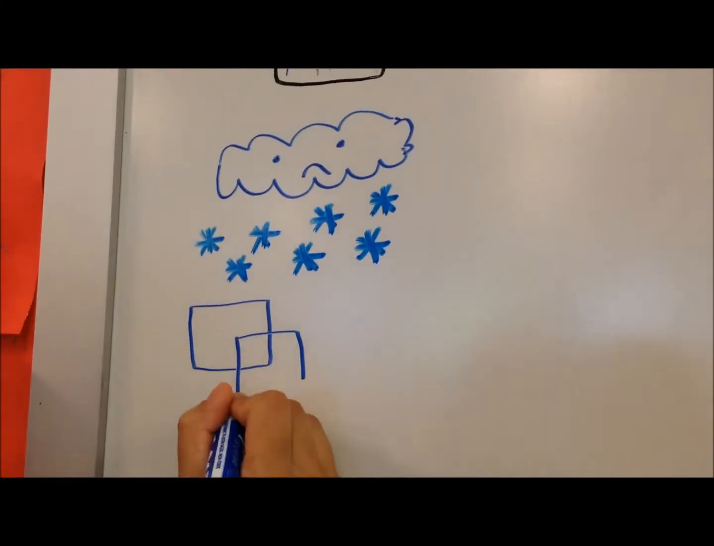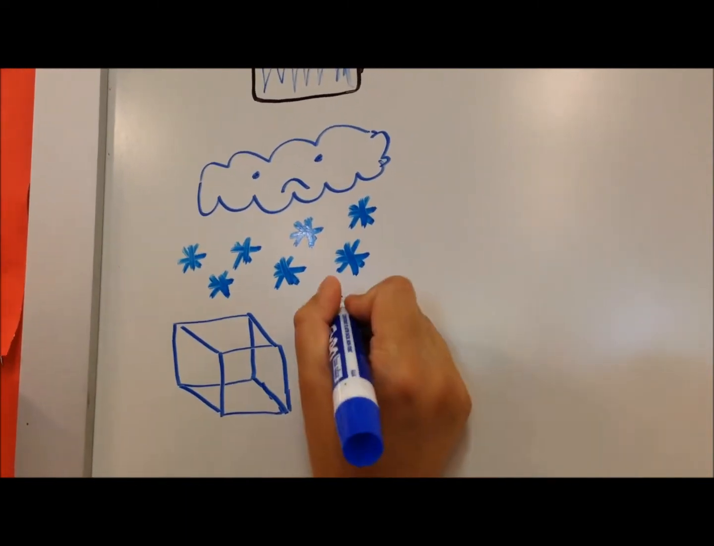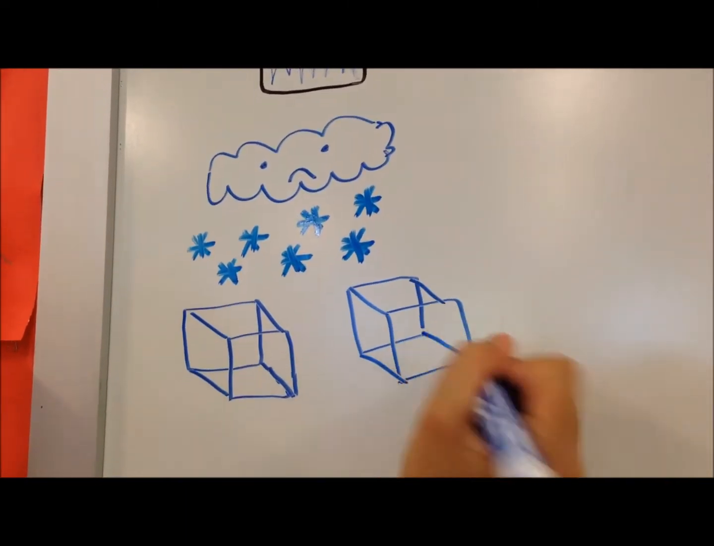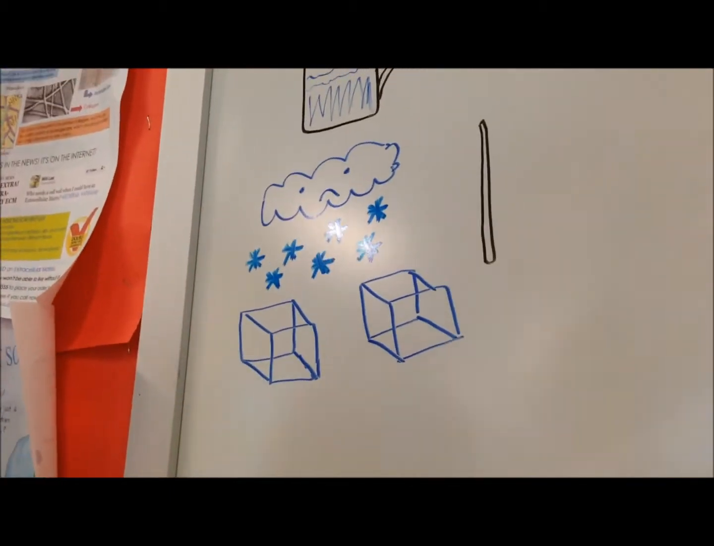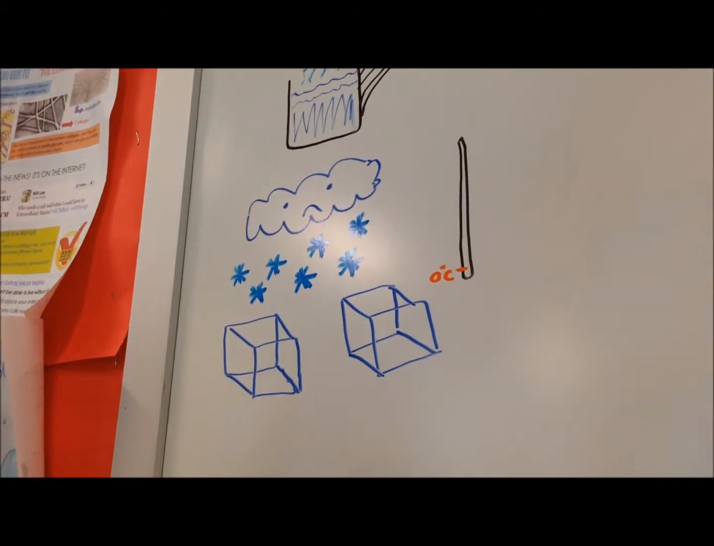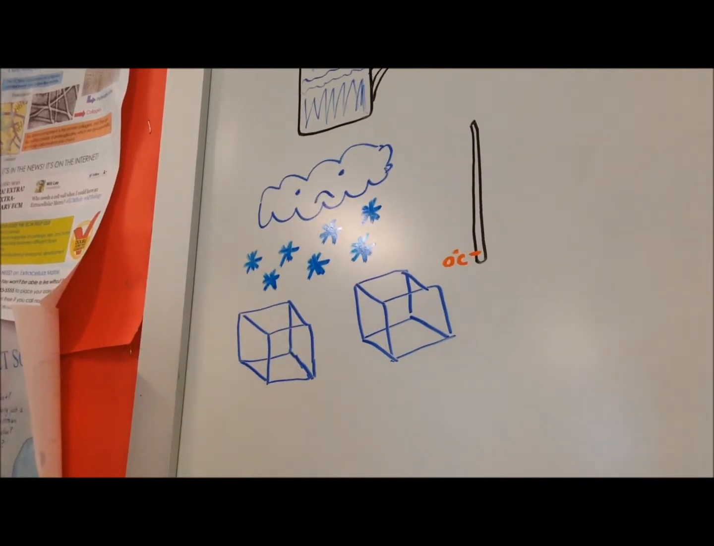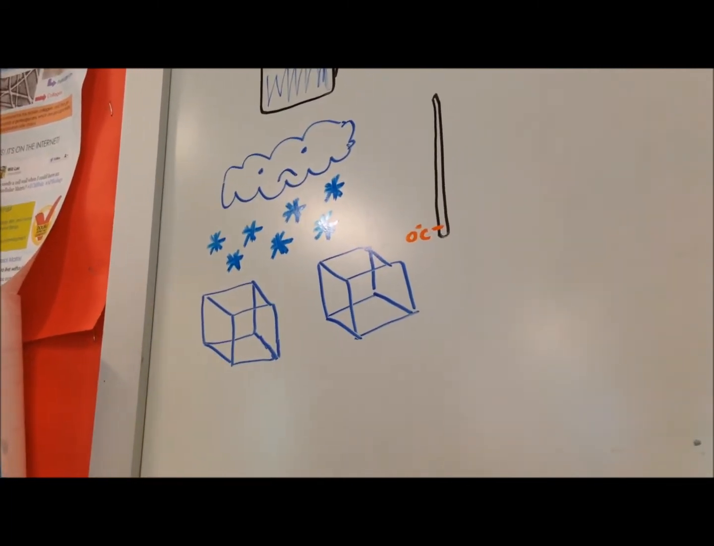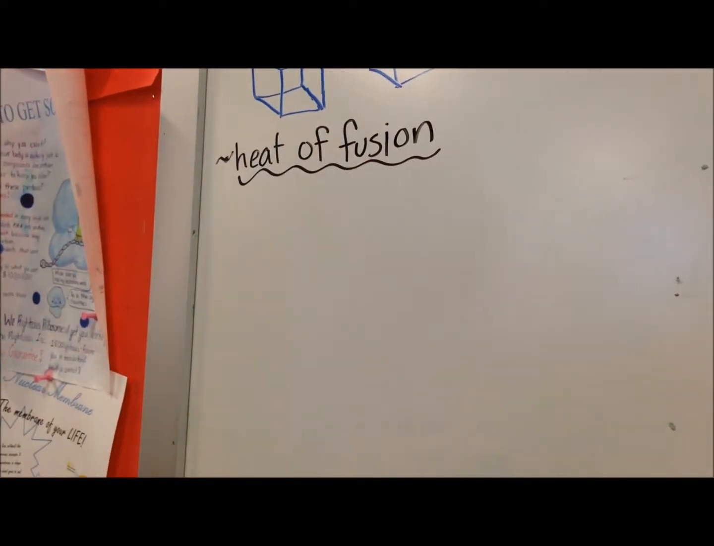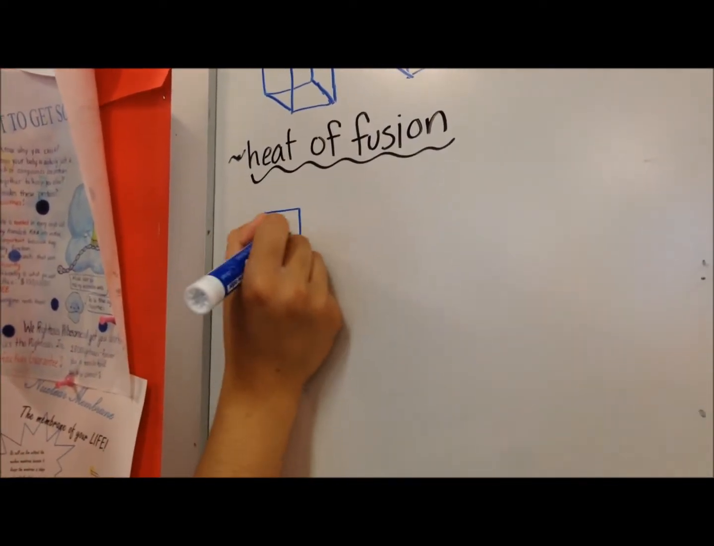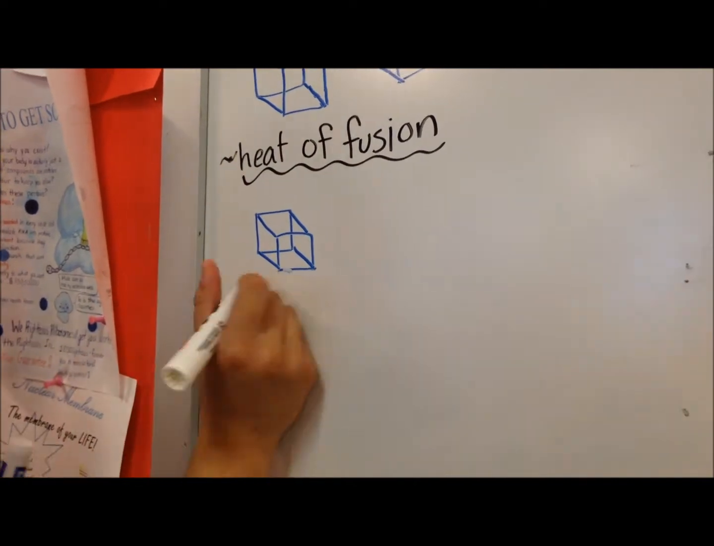Just like it takes a lot of energy to boil water, a lot of energy is needed to freeze water. Water freezes at 0 degrees Celsius, meaning there is not a lot of energy. There are 2 types of energy transfer. The first energy transfer is known as heat of fusion. That is when energy is required to change water from a solid to a liquid.